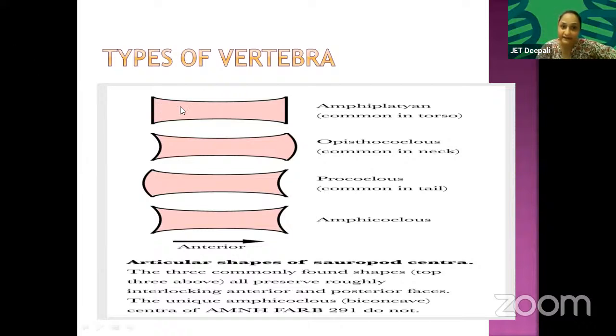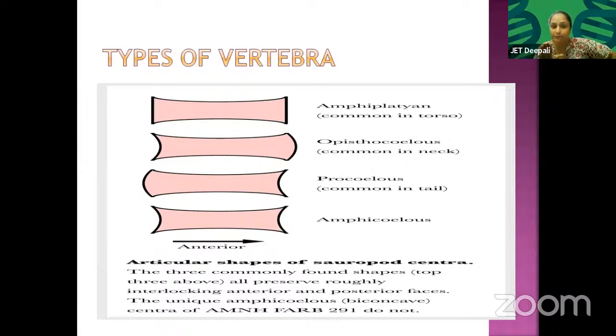See, if it is concave from both the sides, it is called amphicoelous vertebra. And if it is convex from one side and concave from another side, it is called opisthocoelous. This vertebra is common in the neck, means our neck vertebra is this kind of vertebra. If it is procoelous, it is concave from one part and convex from another part, common in tail. Amphicoelous, concave from both parts: the anterior part as well as the posterior part of the vertebra is concave in shape. That is called an amphicoelous vertebra.